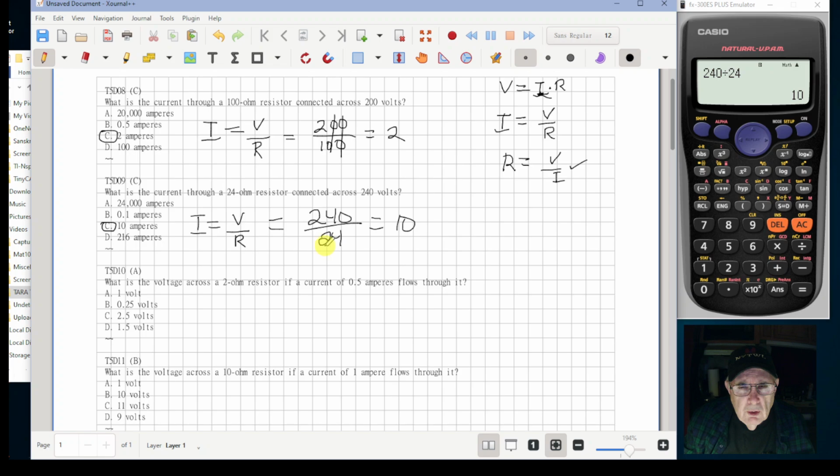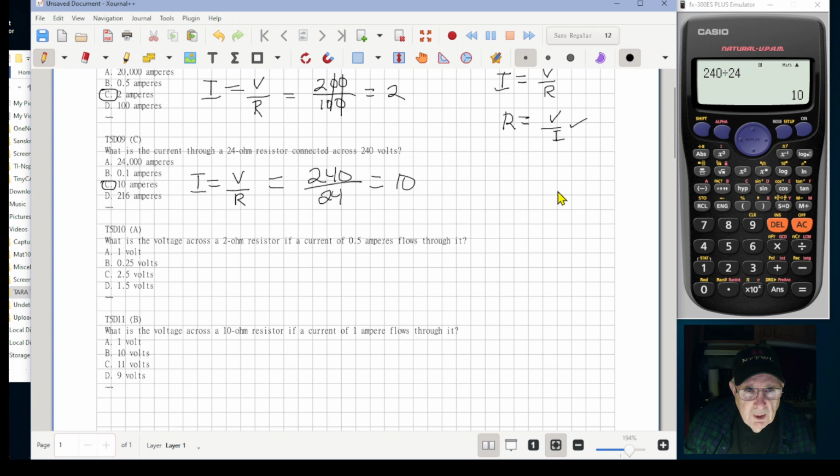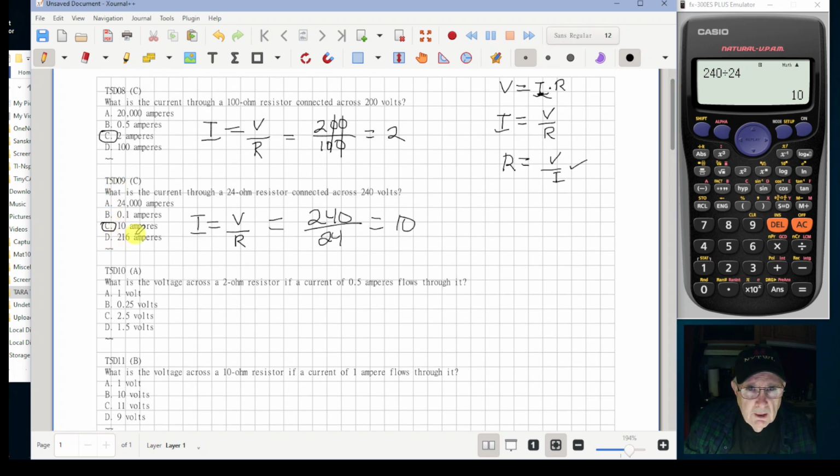And if you should do a calculation and nothing matches, well, first of all, make sure that none of the above isn't an option, because they do like to do that once in a while. But these, they want you to use Ohm's law, so there should be an answer. If you get something that's different, go back and check your arithmetic.